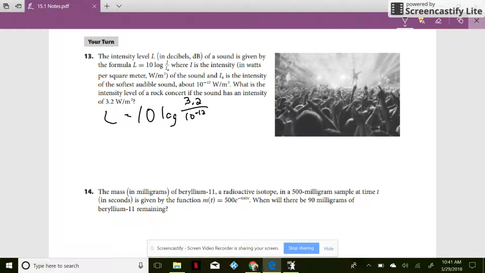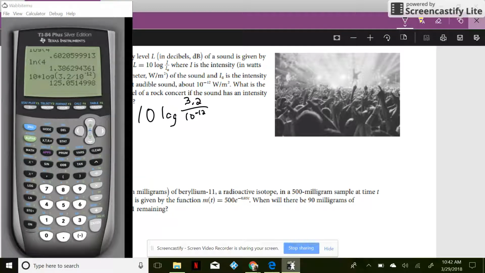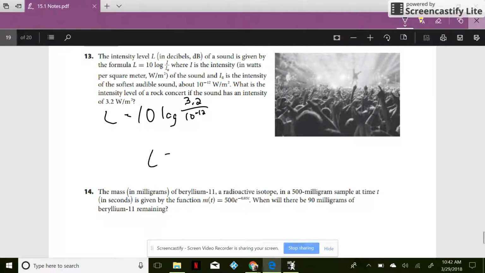So we can plug that into our calculator. 10 times log of 3.2 divided by 10 to the negative 12. Close it off. The intensity level is about 125.05 decibels.